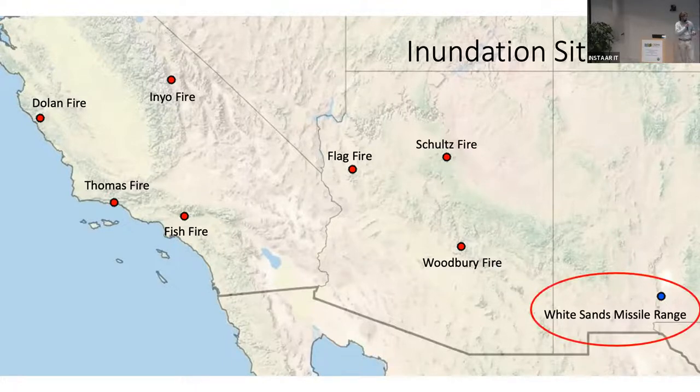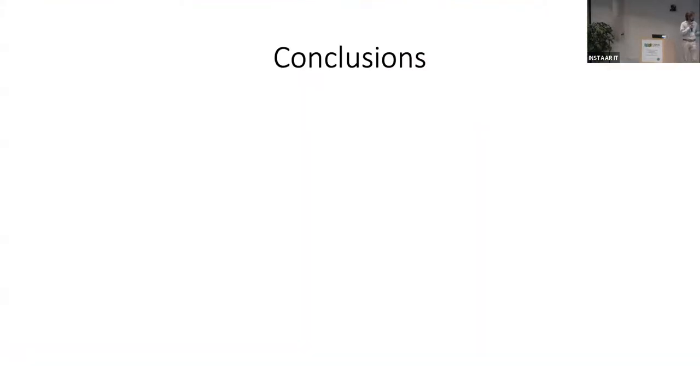But I also want to point out that we also have an unburned site in southern New Mexico at the White Sands Missile Range. So I've mostly talked about post-wildfire debris flows today and how ProDF can fit into a hazard assessment framework. But it is important to note that there's nothing fire specific about the model. It can be employed for any debris flow where volume can be estimated.